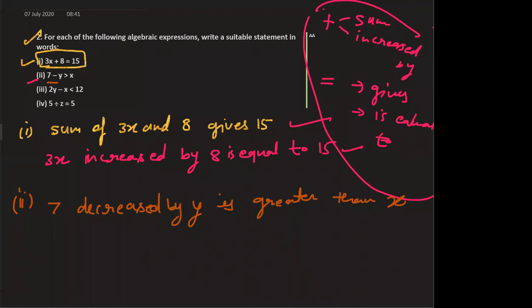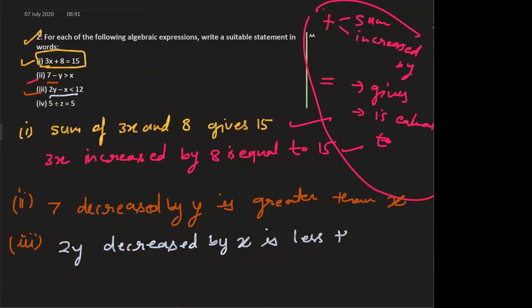Now next, the third statement, how are you going to write it? Students, 2y minus x is less than 12. So write 2y decreased by x is less than 12.